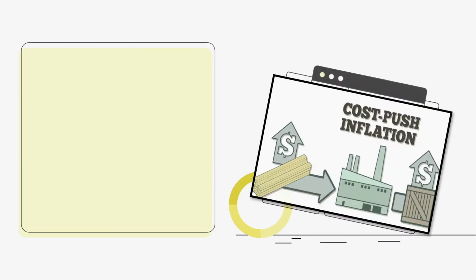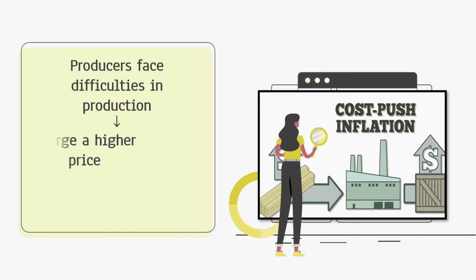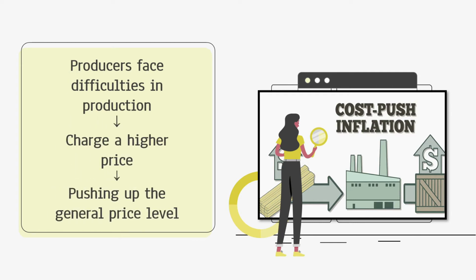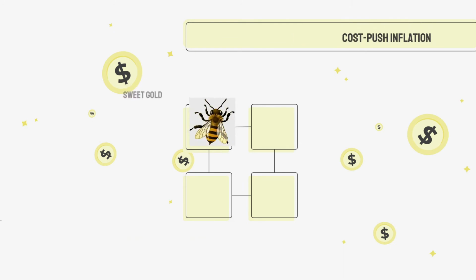When producers face difficulties in production, their most obvious response is to charge a higher price for their product in the market, thereby pushing up the general price level. Now, as we mentioned before, a producer's decision at one end of the market percolates to the other end through various economic channels. Let's look at a hypothetical example to see how this happens. Suppose that one fine day, the owner of a honey-producing firm, Sweet Gold, finds that his bees are producing less honey every day. His immediate response is to revise the market price of his product.